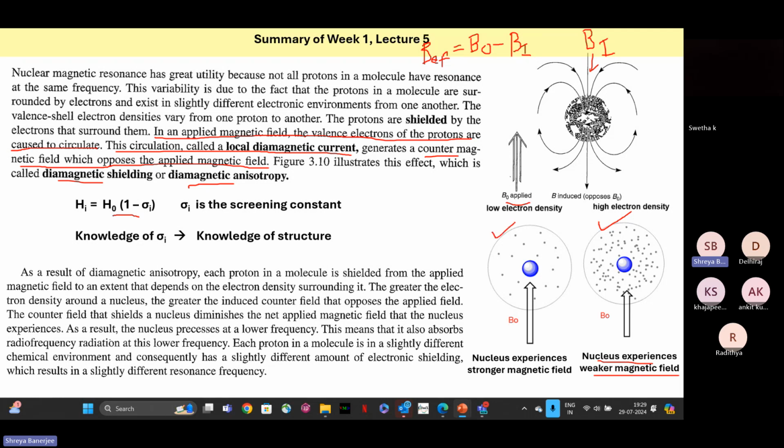But if you have this situation where the electron density around the nucleus is low, then the induced magnetic field will also be low. And so B effective will be higher and the nucleus will experience a stronger magnetic field. So this kind of effect is called a shielding effect because the electrons are shielding the nucleus. And knowing the screening constant will give you an idea about the electron density surrounding the nucleus. So it will give you an idea about the structure of the molecule.